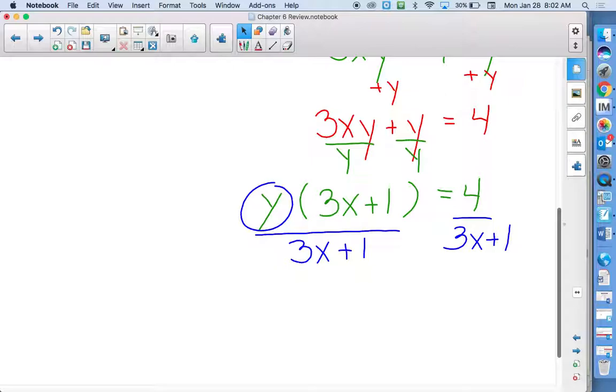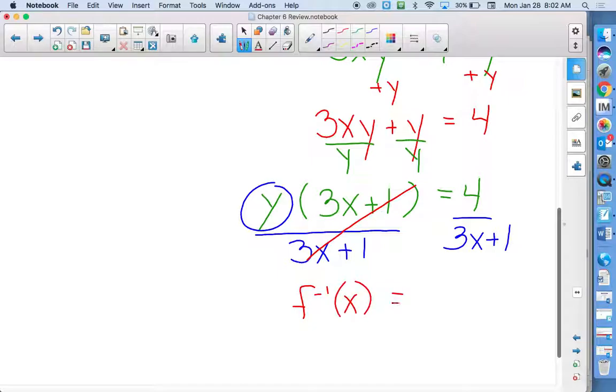So we've isolated the y, we pulled it out because they both had a y in common. Now we just need to make sure that it's by itself. And if it's being multiplied by anything, you have to divide by that stuff. So this cancels, you get y, I'm going to write it as an inverse. And that is equal to 4 divided by 3x plus 1.